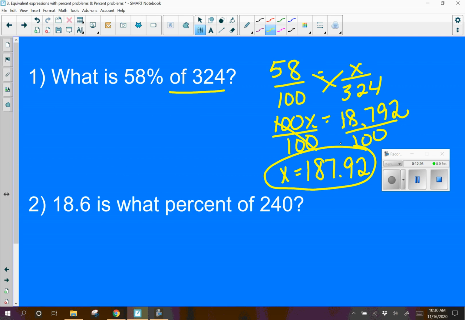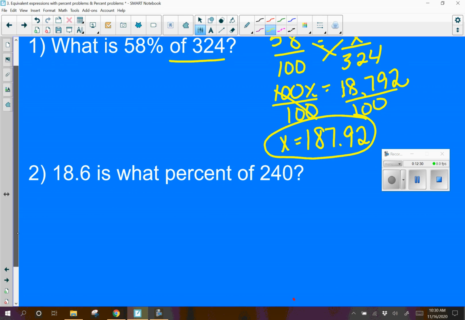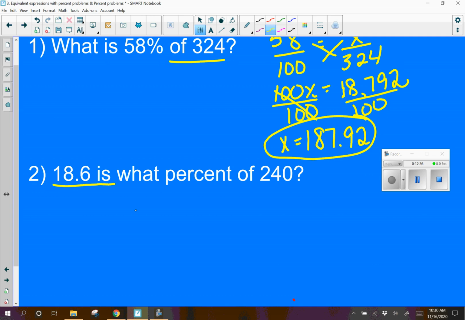Number 2 says 18.6 is what percent of 240? Notice there's no percentage here. That means that's what we're missing. So I have 18.6 is, that's your part, of 240, that's your whole. And we just said we're trying to find the percent, so that's where your variable goes, above the 100.